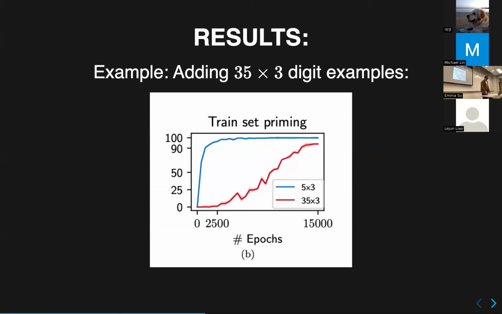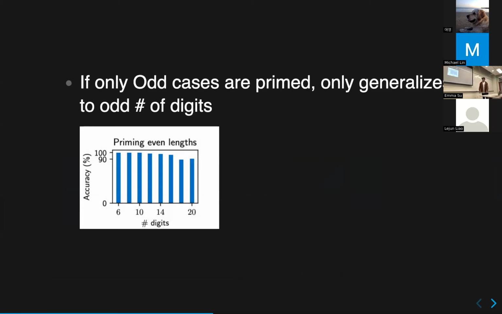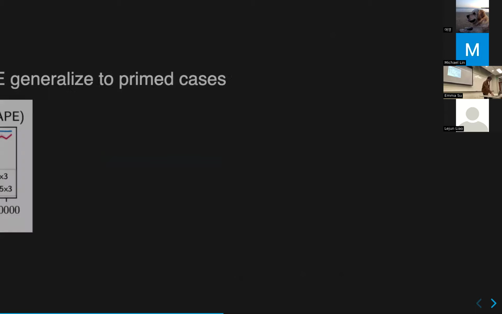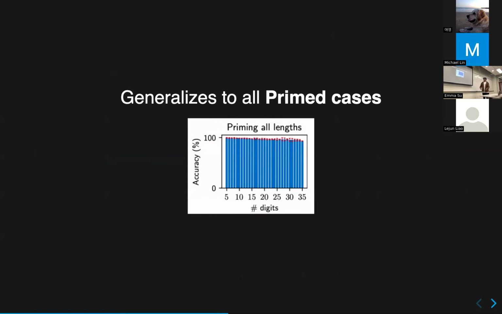And then they also note that you can only generalize to situations you've already primed. So they prime only even number of digits in this case, and it only works for even number of digits. And then priming works for both absolute positioning and relative positioning. And all cases that get primed eventually work. So this is, to me at least, a really surprising result, because I wouldn't expect injecting so few examples, like 50 among 1,000, or maybe it was 100,000 training samples, to work.